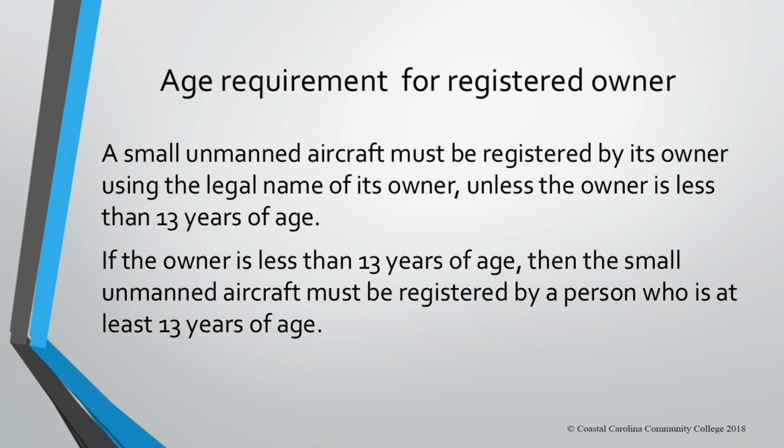A small unmanned aircraft must be registered by its owner using the legal name of the owner unless the owner is less than 13 years of age. If the owner is less than 13 years of age, then the small unmanned aircraft must be registered by a person who is at least 13 years of age.